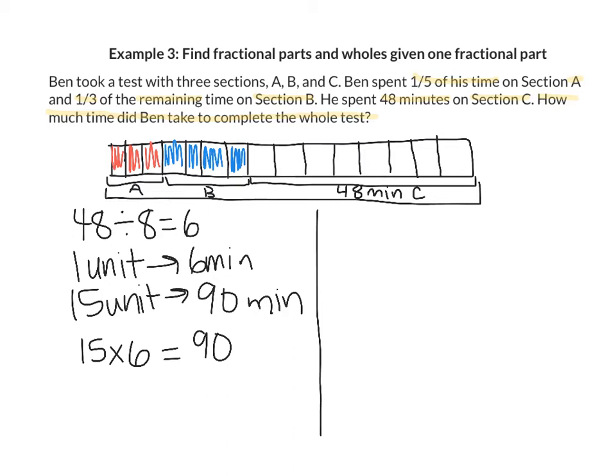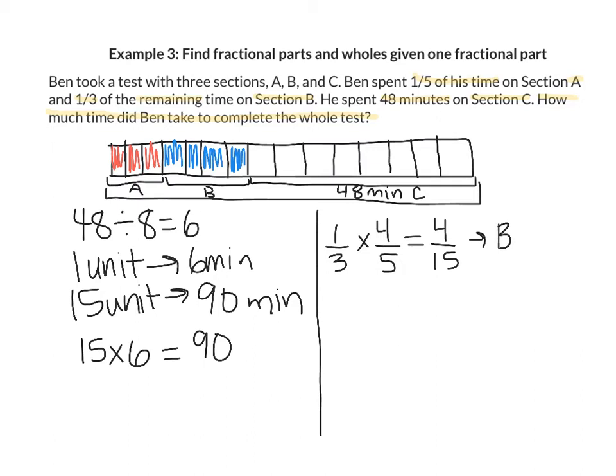If we look at another strategy that we can use to solve the problem, because Ben spent 1/5 of his time on section A, that means that the remainder of the time is equal to a fraction of 4/5. And so we can find what 1/3 of the remaining time, or 1/3 of 4/5, is. And this will tell us the fraction of the total time that Ben spent on section B. So we're going to find 1/3 times 4/5. When we multiply that together, we get 4/15. And remember, this is section B.